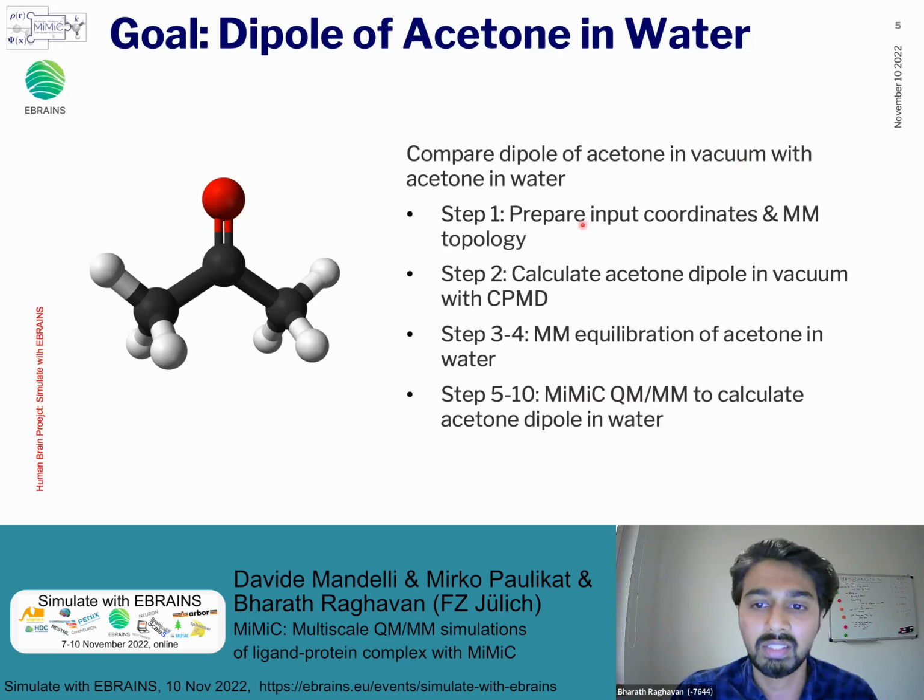Step 1 is just to prepare the inputs and the topologies for the rest of the steps. Step 2 is a quick pure QM simulation of acetone in vacuum. You would do this in CPMD. And then we would take this acetone, solvate it in water, and carry out an MM equilibration step. Having obtained these structures at the MM equilibrated step, we would then carry out mimic QM/MM simulations, and then finally calculate the dipole moment of acetone in water.